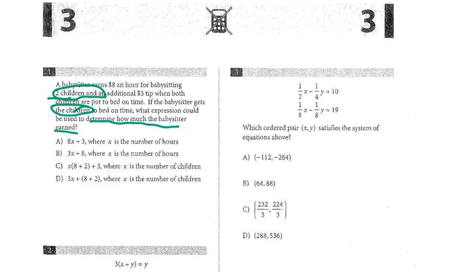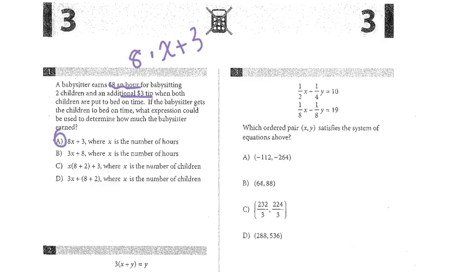So basically, it will be 8x plus 3. When you look at that n hour, 8 has to be multiplied by how many hours you used. That is x. And the additional 3, they didn't say it's $3 an hour. It's not like that. So you add 3. That's why A will be the answer.